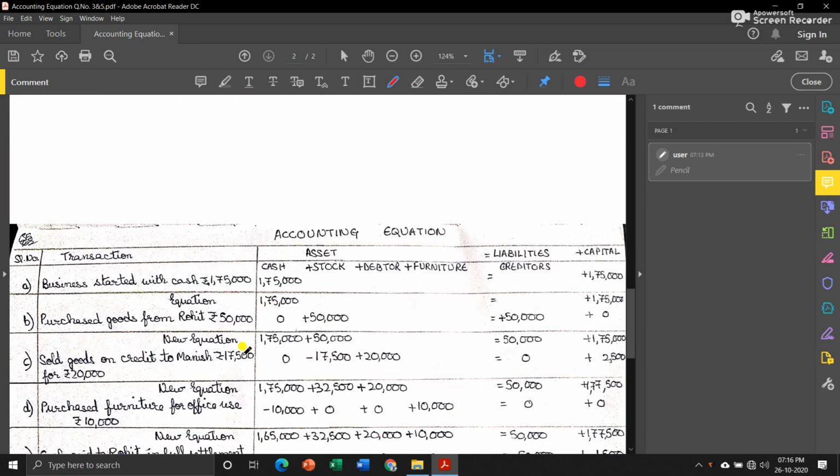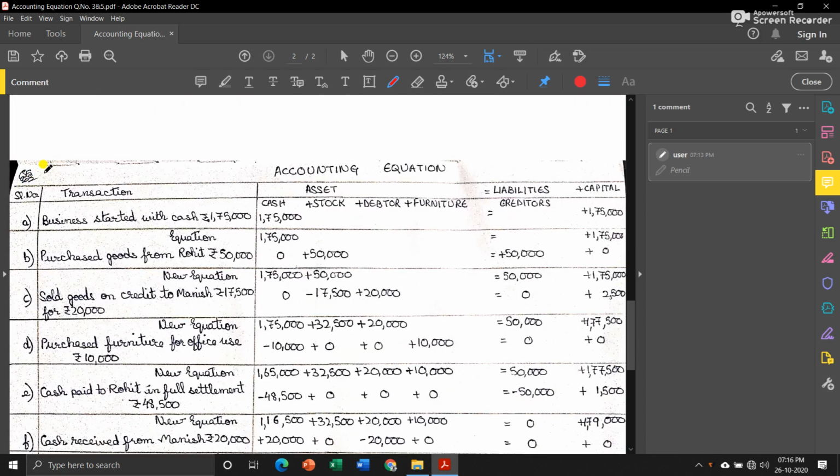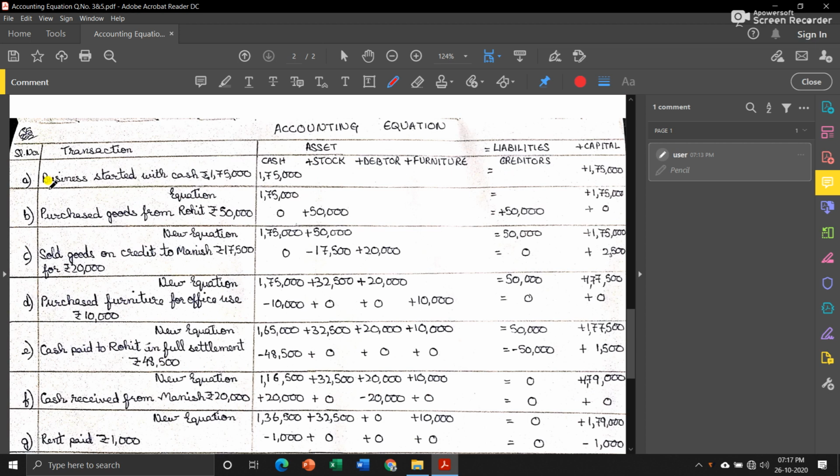Now let us see the next question, that is question number 5. Now first transaction is business started with cash rupees 1,75,000. For that the equation is easy. Under cash we will write 1,75,000 and in capital 1,75,000.